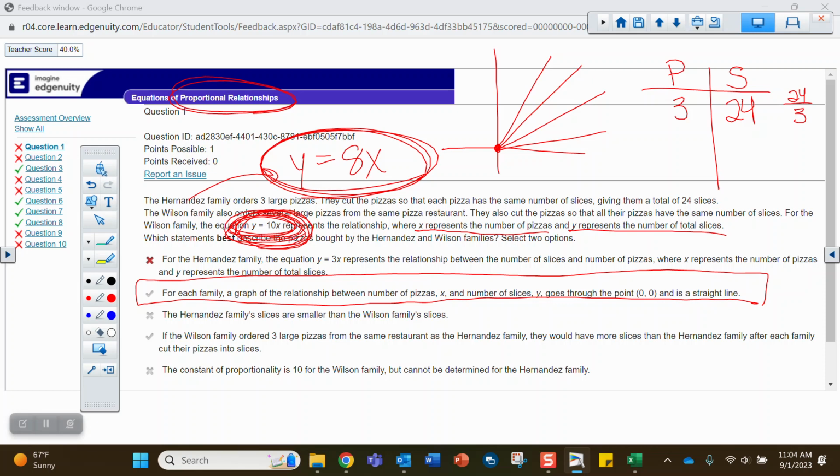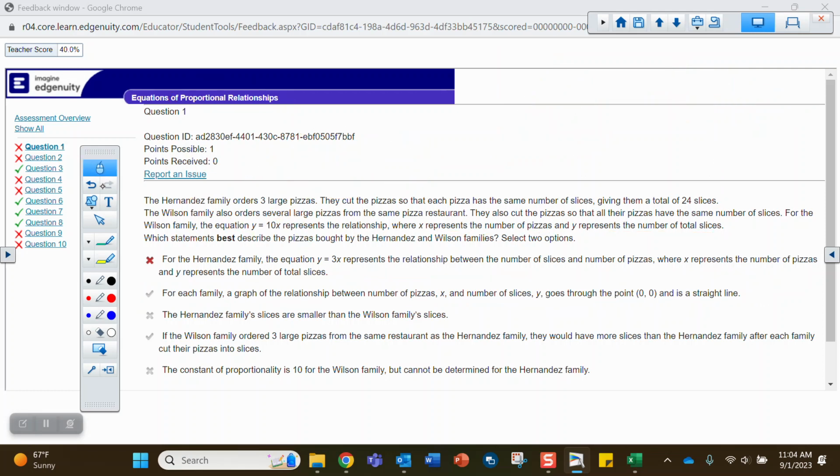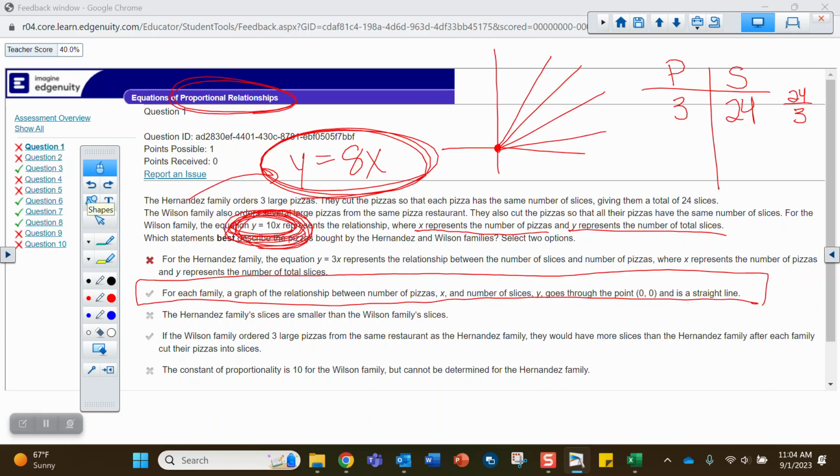Okay. Let's look at the incorrect ones. This first one says for the Hernandez family, the equation y equals 3x represents the relationship between the number of slices of pizza. X represents the number of pizzas. No, 3x is not correct. We already wrote it. It's 8x. It's how many slices they're getting per pizza, and it's done by doing 24 over 3, or the y over the x. Remember, pizza here is x and slices is y.